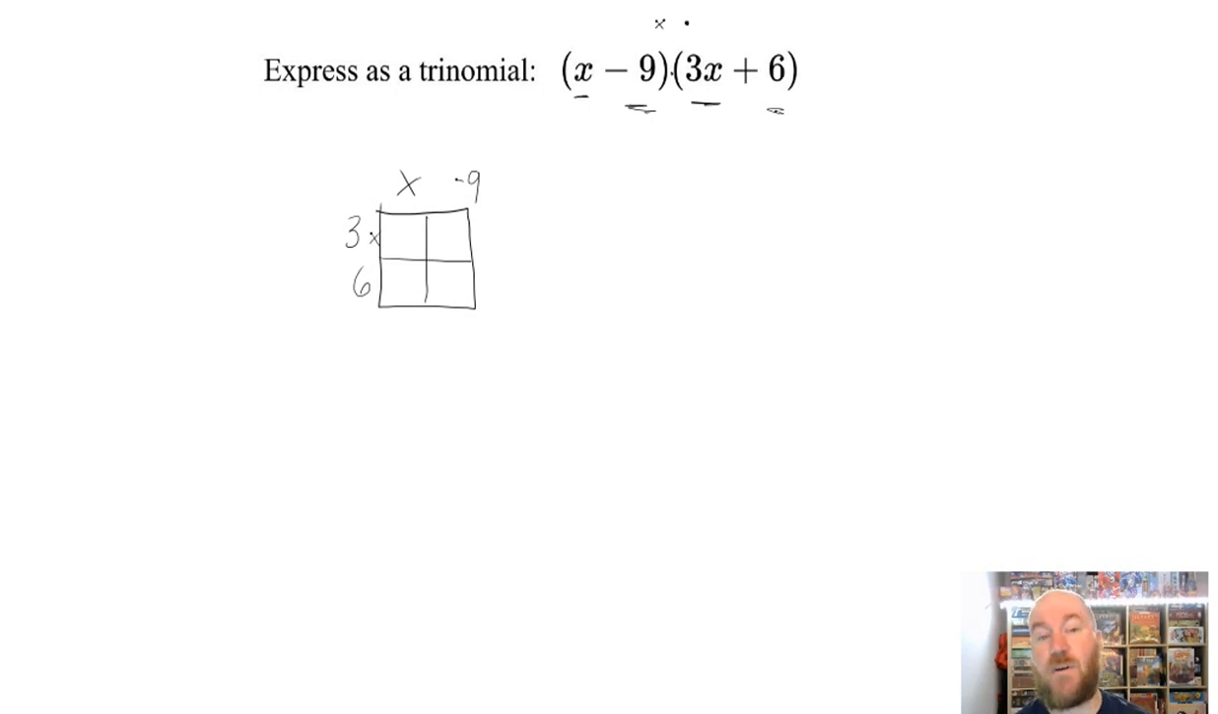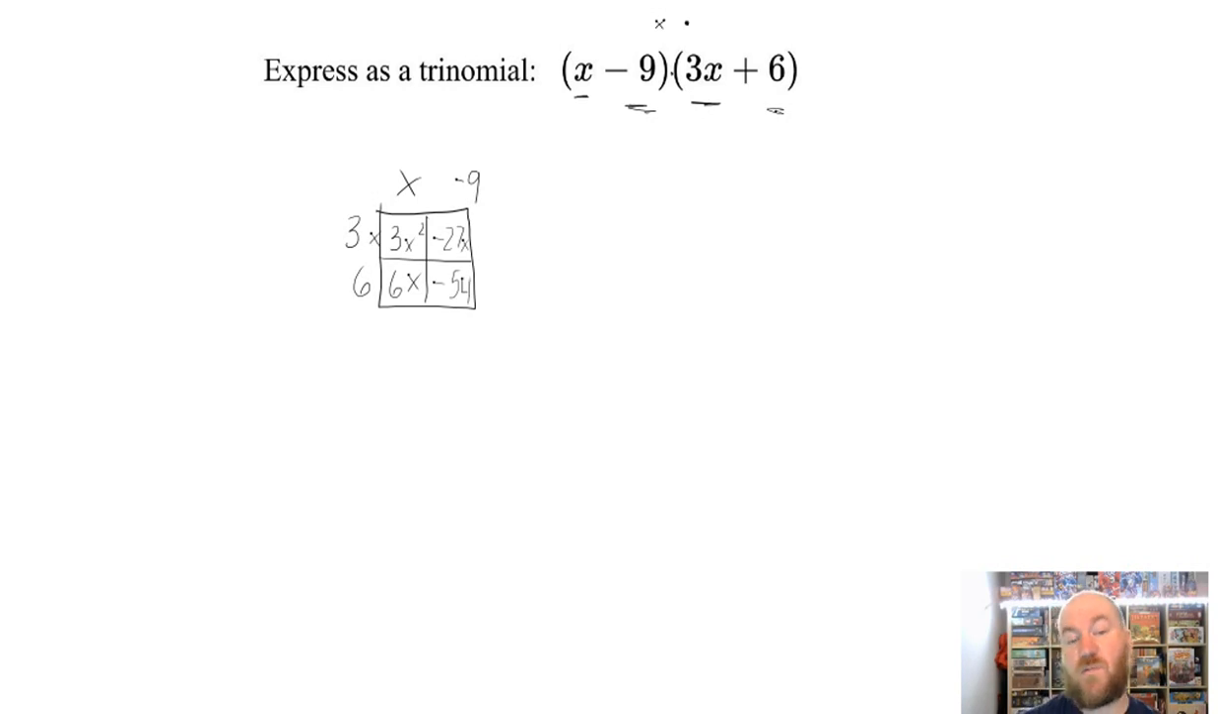And now we're going to multiply. Every single one of these boxes is going to be filled in with the multiplication of each term. So 3x times x is 3x squared. And 3x times negative 9 is negative 27x. This box right here is 6 times x, which is 6x. And lastly, negative 9 times 6 is negative 54.